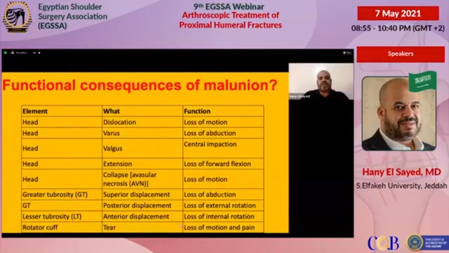Greater tuberosity superior displacement means loss of abduction. Greater tuberosity posterior displacement means loss of external rotation. Lesser tuberosity anterior displacement means loss of internal rotation. Rotator cuff tear, loss of motion and pain. This is an important point.